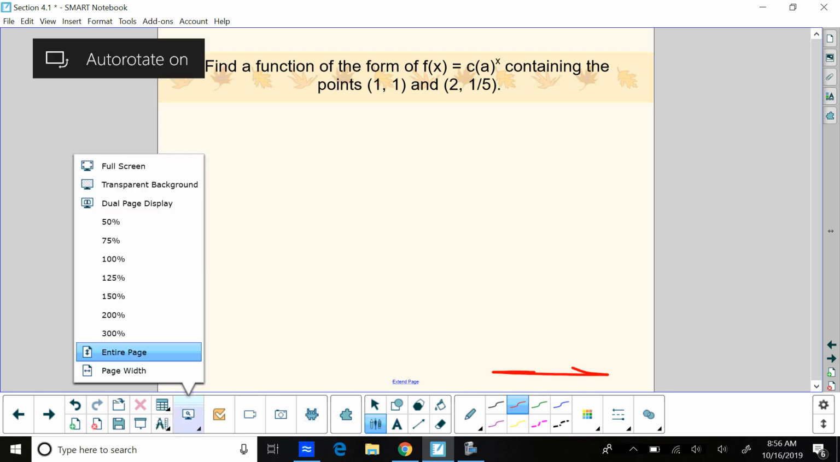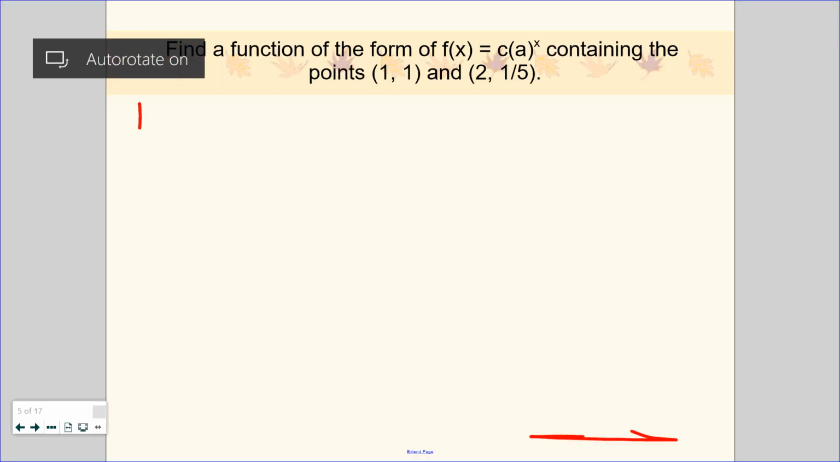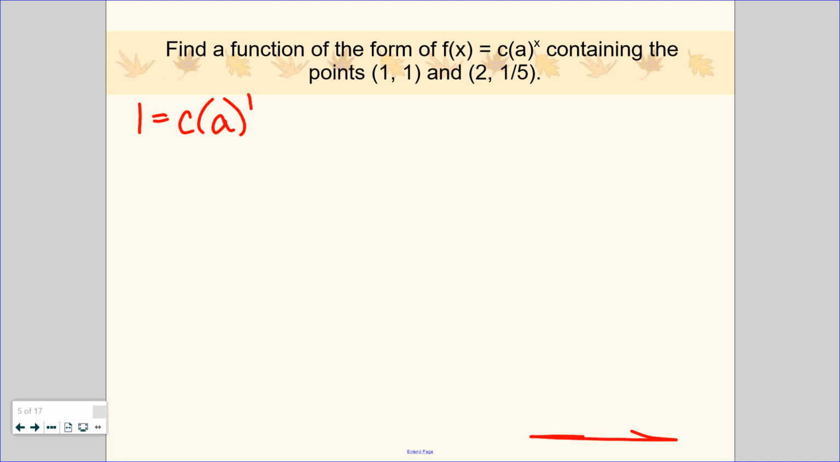We're going to plug in (1, 1). 1 equals C times A to the first. A to the first is what? A. So I have 1 equals C times A. I still have 2 variables there, nothing I can solve for. Okay, so I'm going to leave it. I'm going to go to the other one.